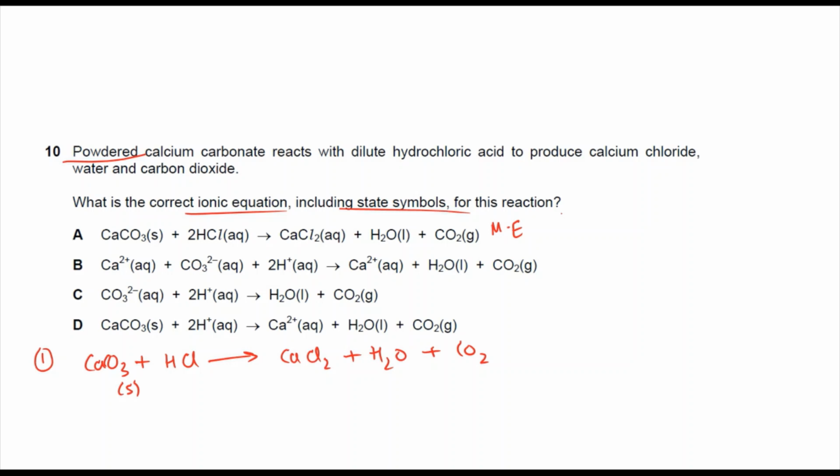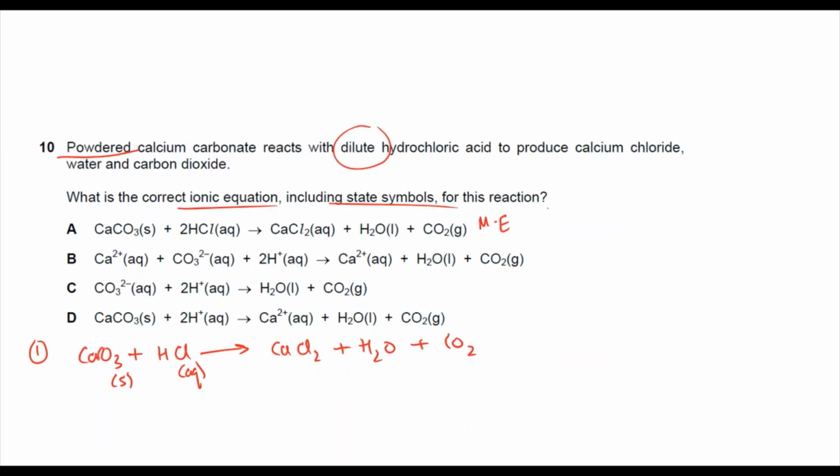We crush it so that we can improve the surface area, so it's a solid. HCl is dilute. Dilute means there's a lot of water. So its HCl will have a state symbol of aqueous, because anything that is in water is called aqueous. Calcium chloride, I'm going to come to that later. Water is liquid and carbon dioxide is a gas.